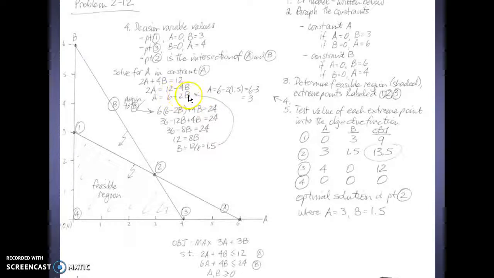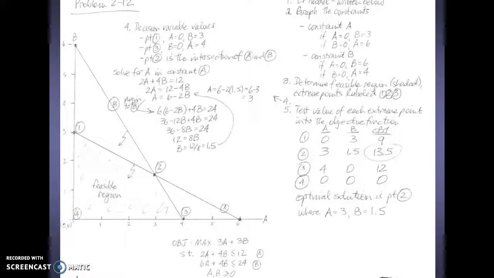Plug that back up into this expression. Solve for A equals 3. So extreme point number 2, A is 3, B is 1.5. Do not guess. Some of you might not want to plot this out when you're doing the test.